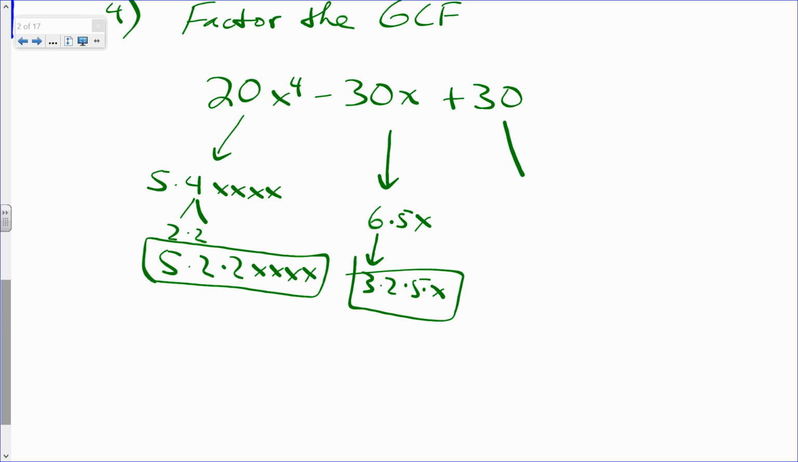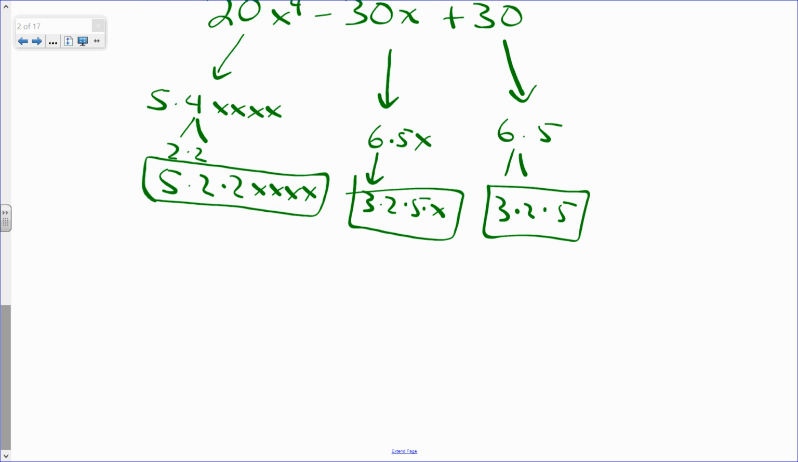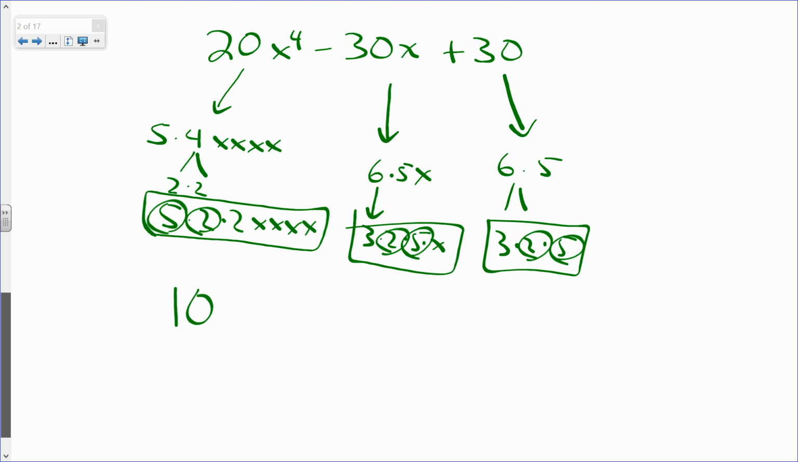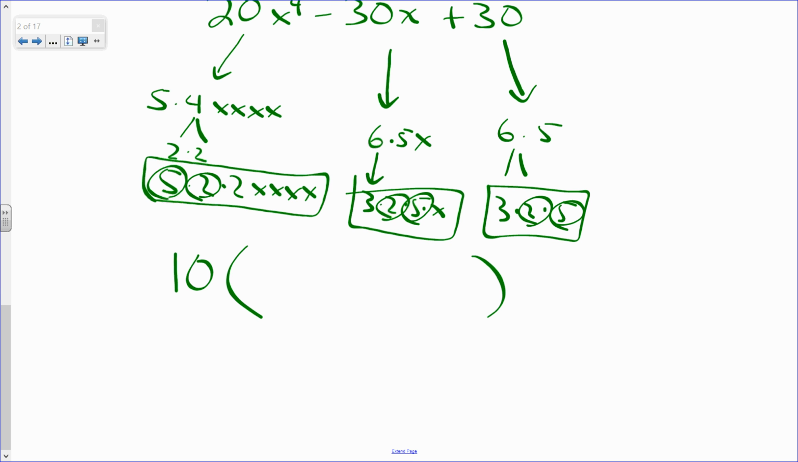How about 30? 6 times 5. Wait a minute, 6, I can go 3 times 2. So 3 times 2 times 5. There's your prime factorization. They're all prime numbers. Prime numbers are numbers where the only factors they have are 1 and itself. Now, what do they have in common? Exactly. They all have a 5 and a 2 in common. So what is 5 times 2? 10. So there's your greatest common factor. That's your GCF, the biggest common factor. It's 10. So now, let's put our parentheses.